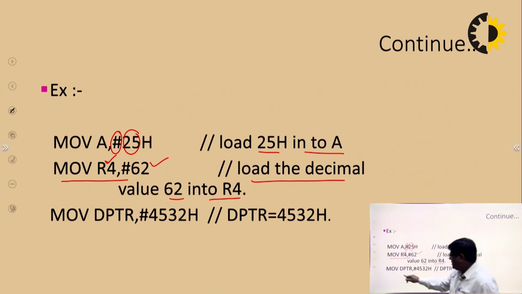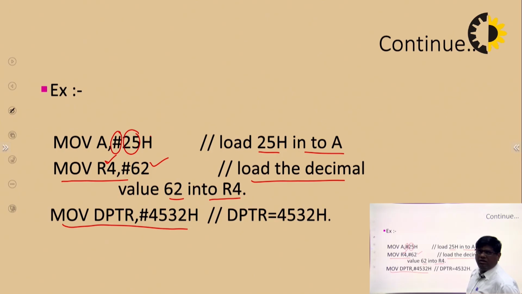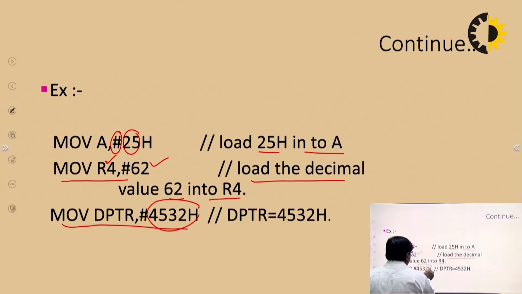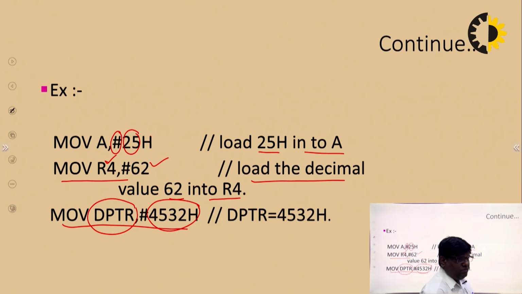Now, this is another example of the immediate addressing mode. Here, hexadecimal values are moved into this register. So, that is another example. Without examples, you cannot write anything.